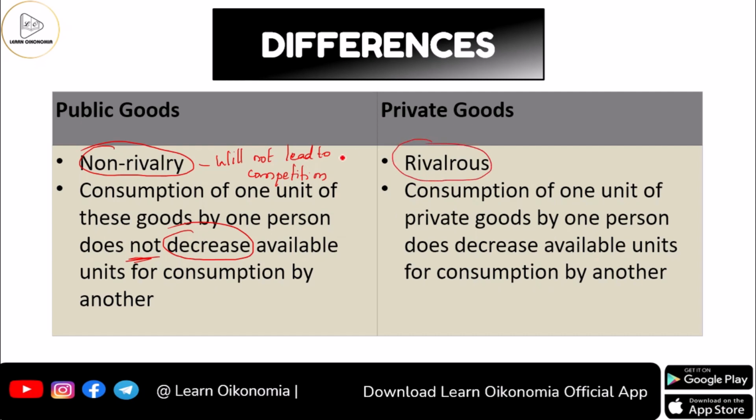On the other hand, private goods are rival. Why do you say it is rival? Because consumption of this good by one person will definitely decrease the quantity available for others. So here this is a strict case of competition.